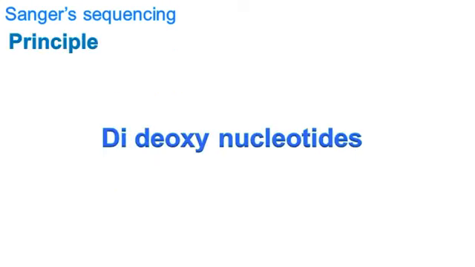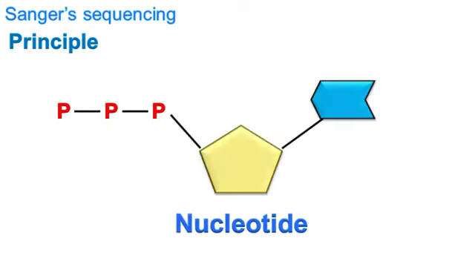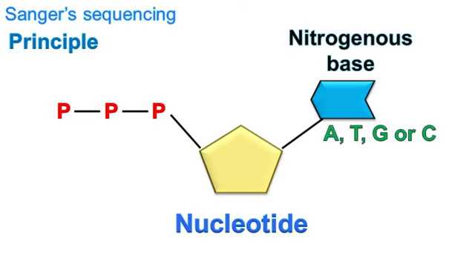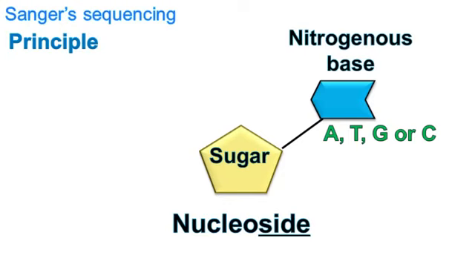Sanger sequencing is based on dideoxynucleotides in DNA polymerizing reaction. Let's understand what are dideoxynucleotides. The nucleotide has three components: the nitrogenous base, which can either be A, T, G, or C, the sugar residue, and the phosphate attached with the sugar residue. When all three components are present, it's called nucleotide. If the phosphate is absent, then it's called nucleoside.